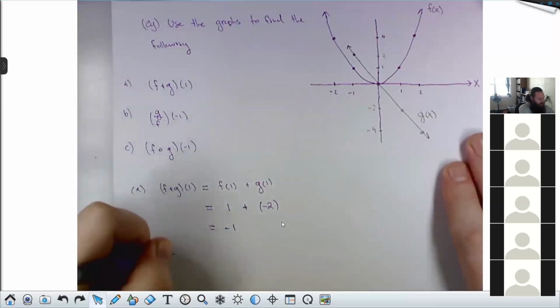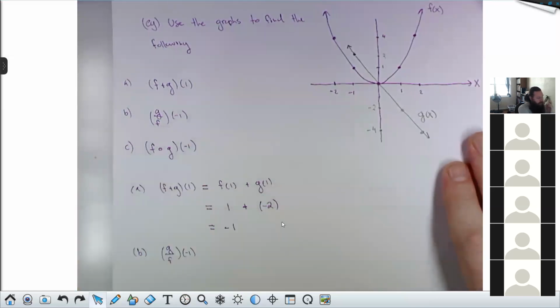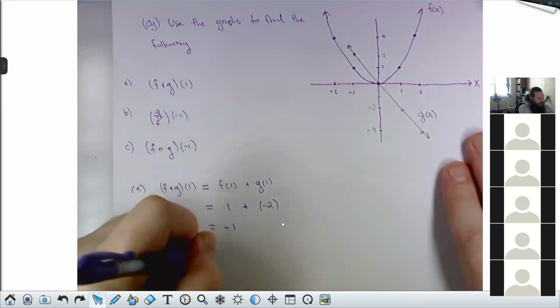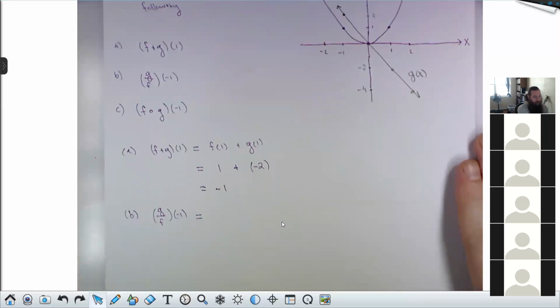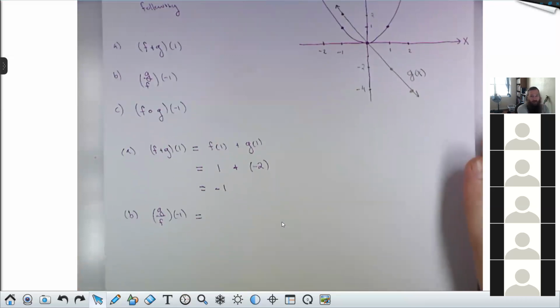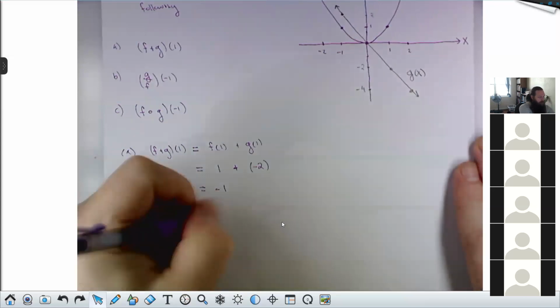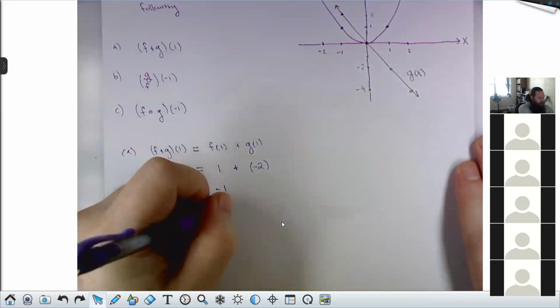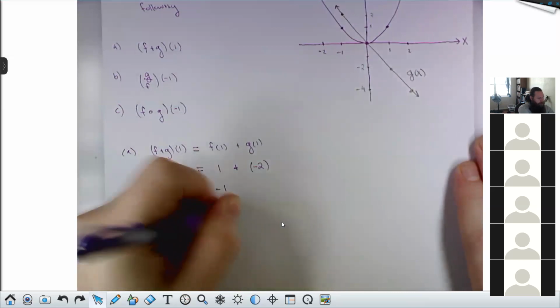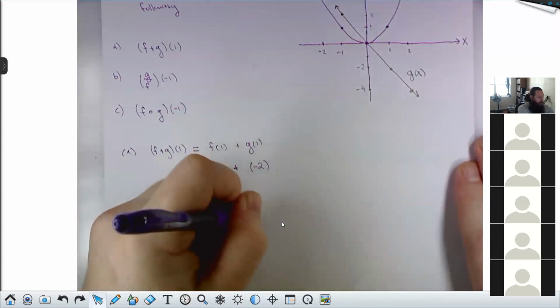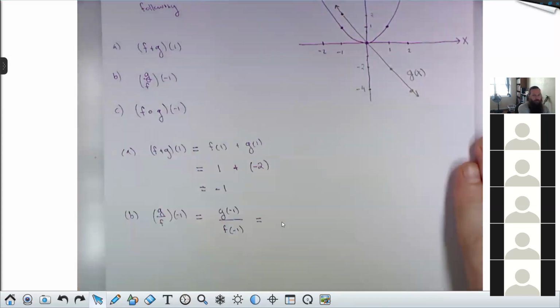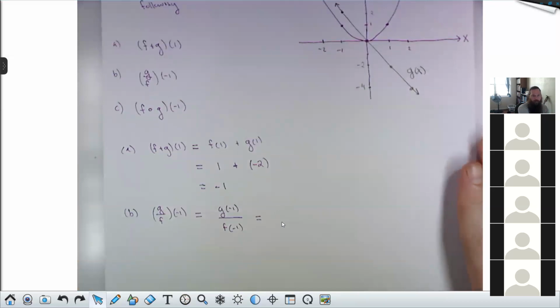Okay, let's look at part B. Here I want g over f of -1. So again, I begin with the definition. If you're stuck on how to get started, or find yourself running into trouble, ask yourself, am I starting with the definition? Because as silly as it might seem, this really is the key to getting these right. Start by writing this as g of -1 over f of -1. Now we're just evaluating functions from graphs. It's just like in that first homework set.